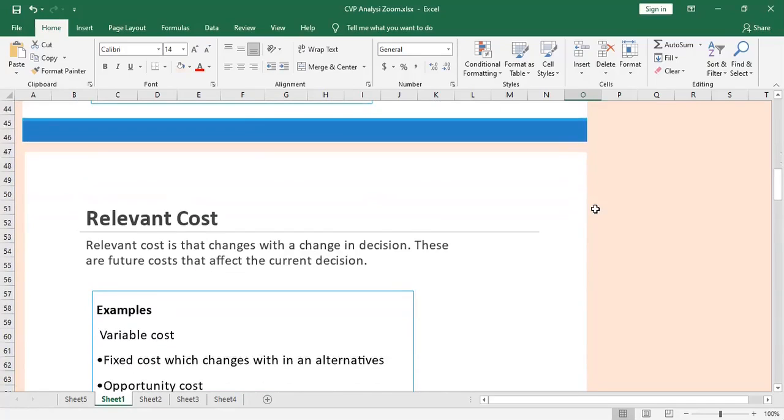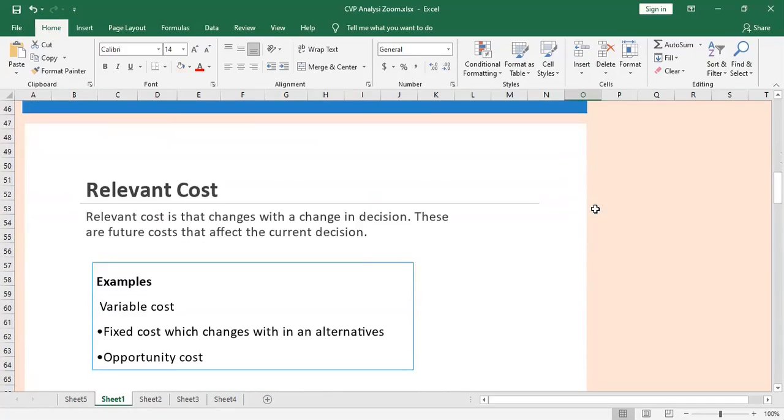So here the examples are variable costs, and fixed costs which change with the alternative. There are some costs that normally change with the alternative. Opportunity cost is always relevant, because whenever you are making a decision, there is always opportunity cost. So you will have to consider that, right?